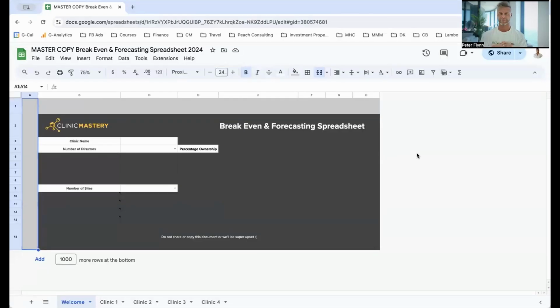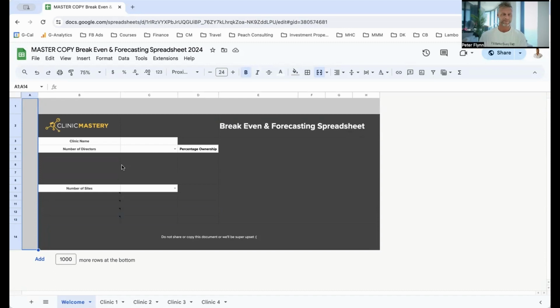Awesome. So you'll be able to see my screen now. It'll say master copy, break even and forecasting spreadsheet. This is the exact copy that you're going to have access to. And I'm going to talk you through each of the pages on here. It's very simple. It's very straightforward. Playing around with this, you'll get the hang of it very quickly. And I guarantee you this will be one of your favorite tools to use.